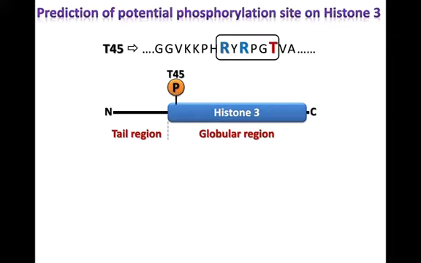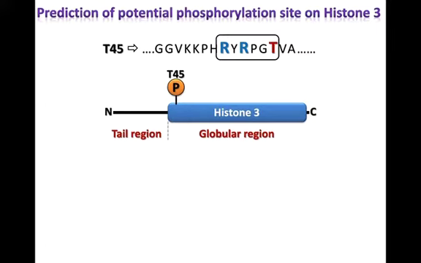So predicting a site that will be phosphorylated in the globular region will be a breakthrough, since it will be the first site to be identified inside the globular region of the histone that is phosphorylated. So actually it's T45. What is the meaning of T45? It means that it is a threonine at position 45 in the amino acid sequence of that protein.